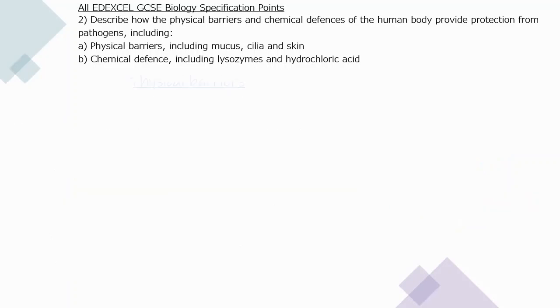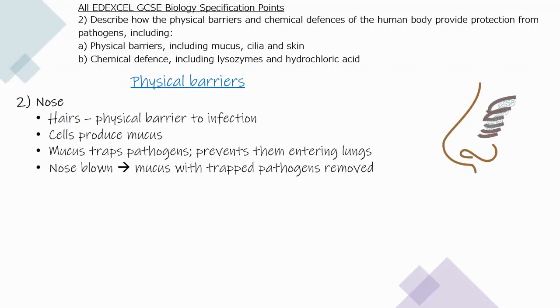So another physical barrier is our nose. So inside of our nose there are hairs, and these act as a barrier to infection by trapping pathogens, microorganisms and other things like dust. So cells in the nose actually produce mucus as well, and it's this mucus that traps the pathogens and prevents them from entering the lungs. So when we blow our nose, we are removing this mucus and therefore removing the pathogens within the mucus.